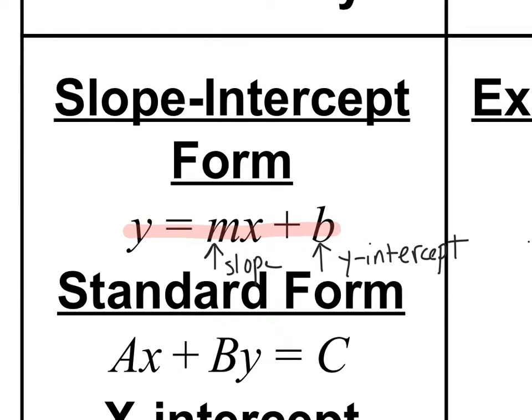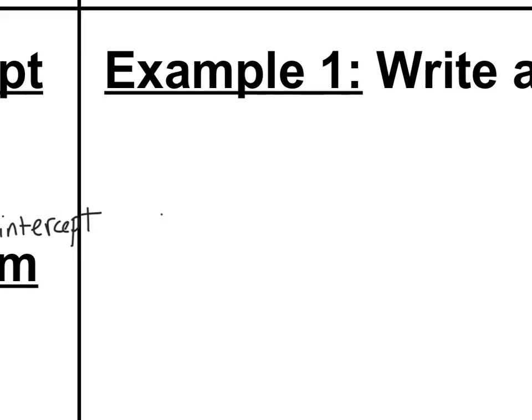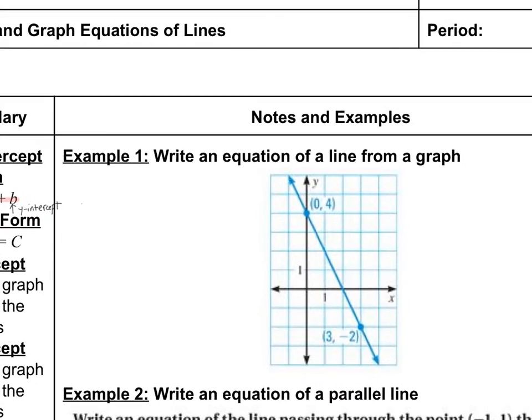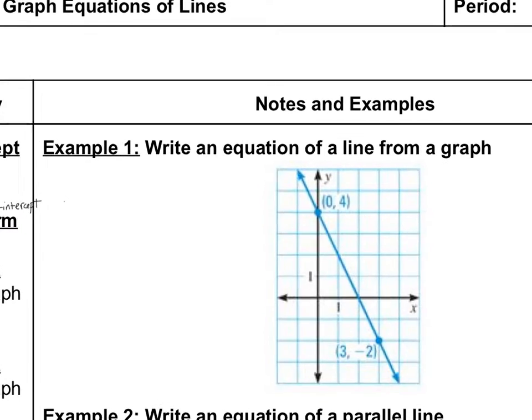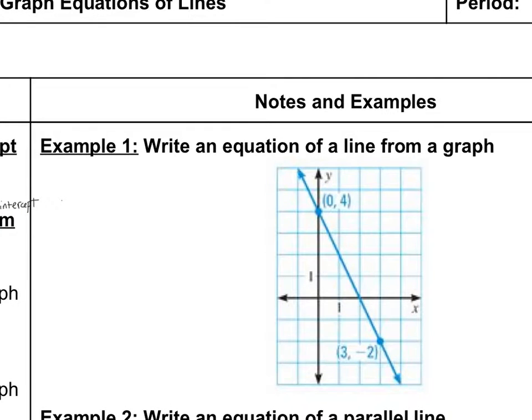Okay? So let's jump in here to example number 1. Write an equation of the line from the graph over here. Traditionally we want to write equations of lines in the form y equals mx plus b, and the two things we need here are a slope and a y-intercept. We'll start with the most familiar one, and that is the slope.